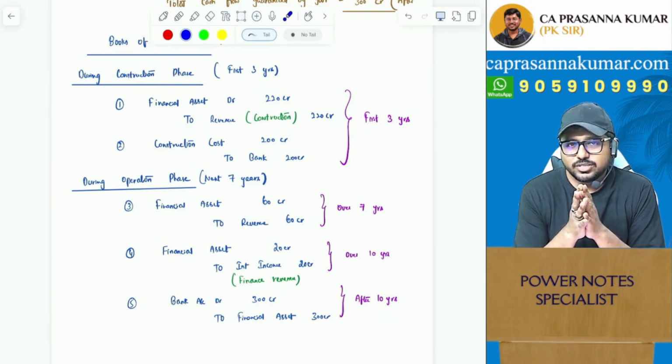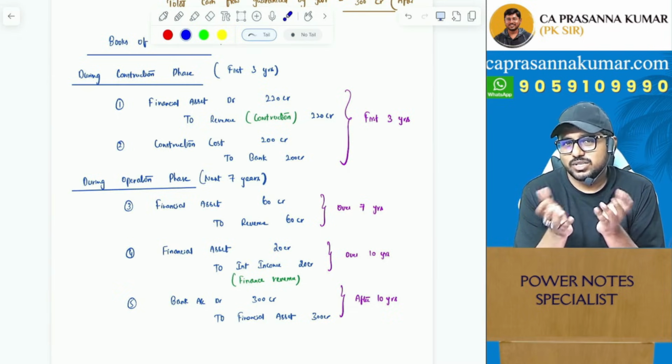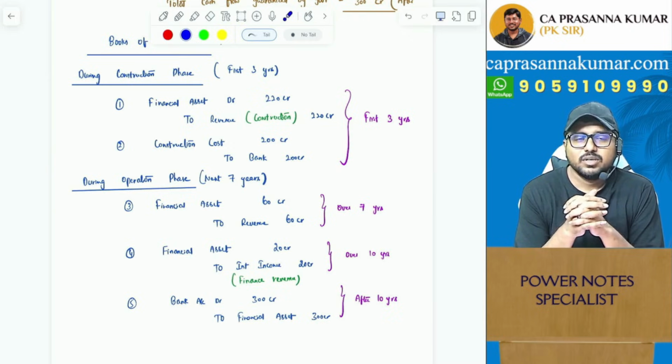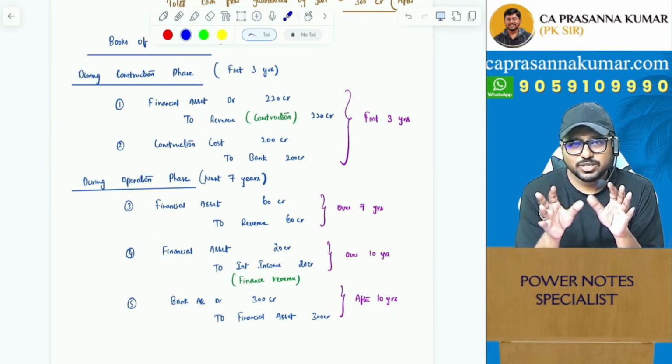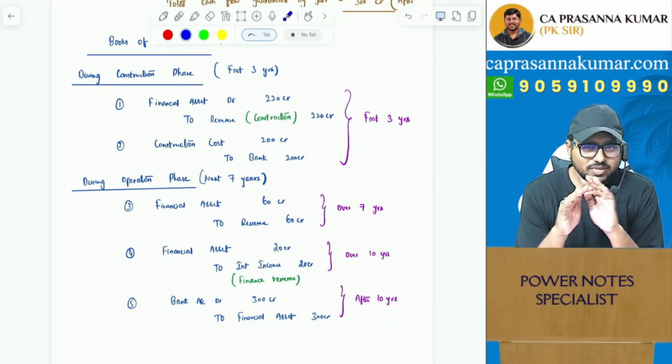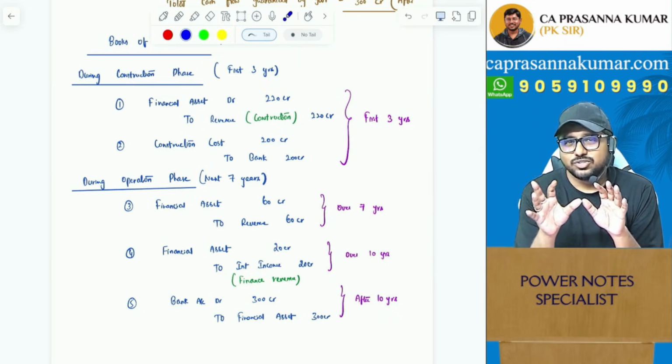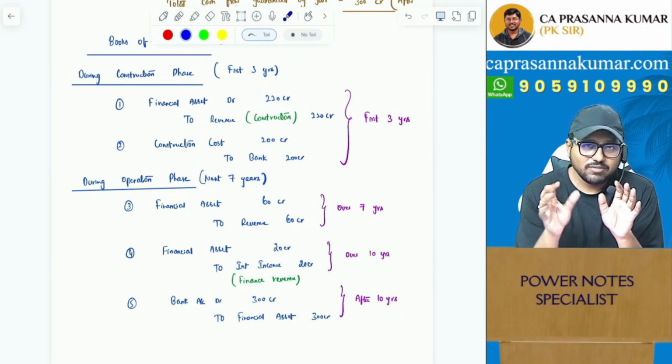So during the construction phase, you have constructed by spending 200 CR. So once you have spent 200 CR, what is the entry? Very simple, expenditure. So construction cost to bank 200 CR, done and dusted. Now the fair value of that 200 CR is 220 CR. It should be seen as a separate performance obligation because you have already done the job. You have done the construction of the road and you have transferred it. So therefore that job is done, and to that extent, you have to recognize the revenue.